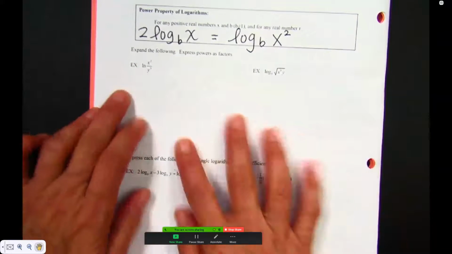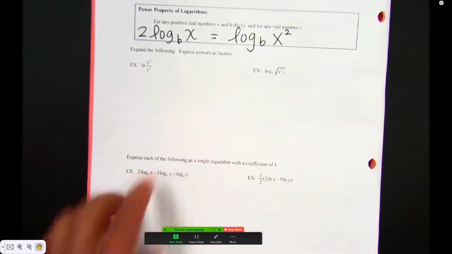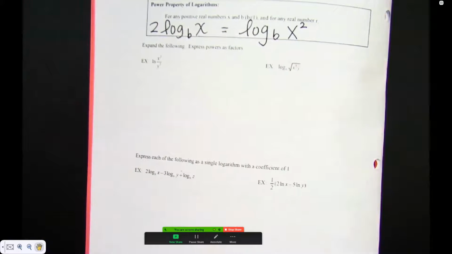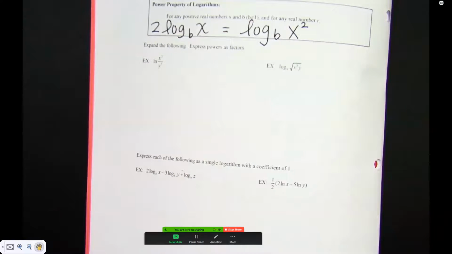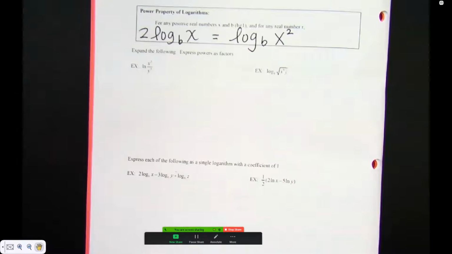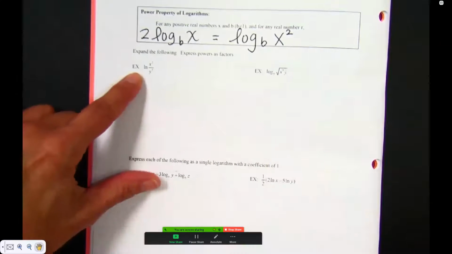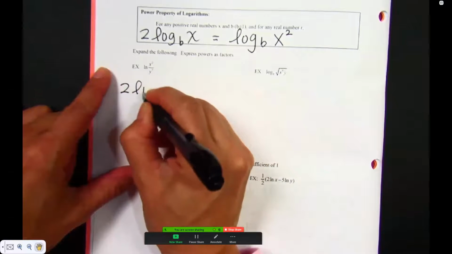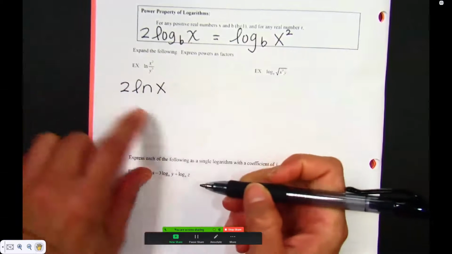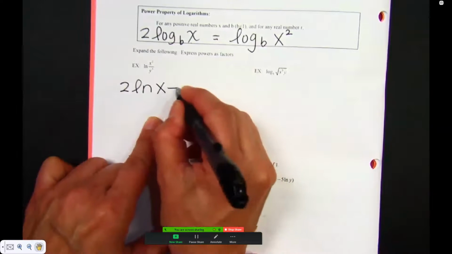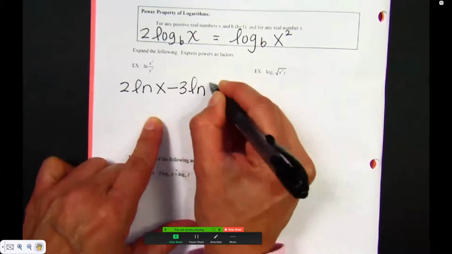All right, so let's look at this example. We have ln of x squared divided by y to the third. So it's a division problem, which means when I write this in expanded form, there's going to be a minus sign. And y'all, these exponents, they just get dropped in front of the word log. That's it. Or ln, which is the same thing as a log. So it is going to be 2 ln x. And then does anyone want to take a guess at the second piece? Yeah, minus 3 ln y.